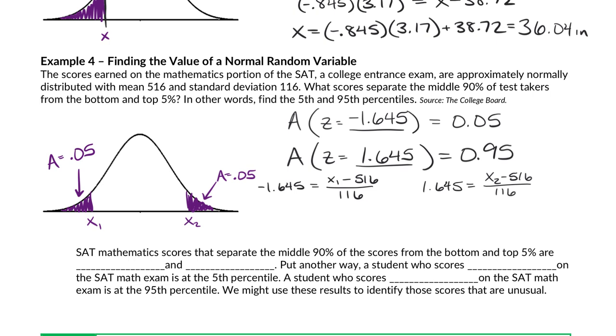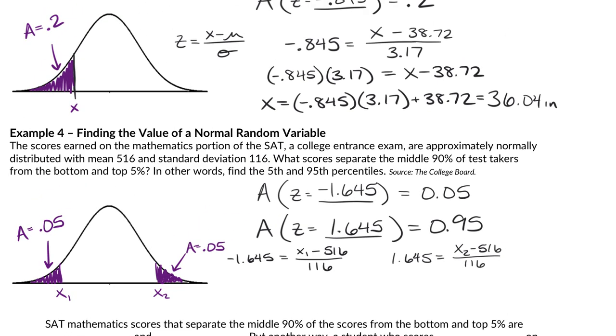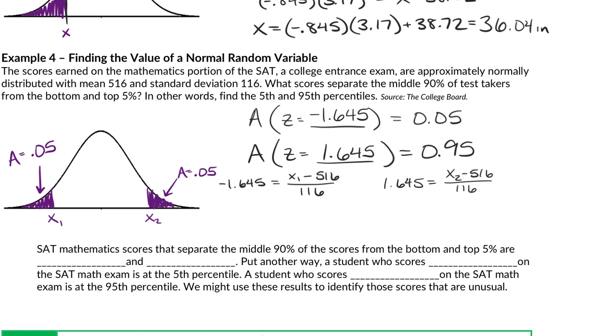You don't have to show me the work here if you know how to solve this. The steps are going to be the same as we did them up here when we're solving for the x value. What did we do first here? And then what did we do next? Add or subtract. Okay, so that's what we're going to do here. So we're going to do negative 1.645 times 116 plus 516 to get the first x. So you can do this algebra, probably in a calculator, but multiply by this, and then add this to solve for x1.